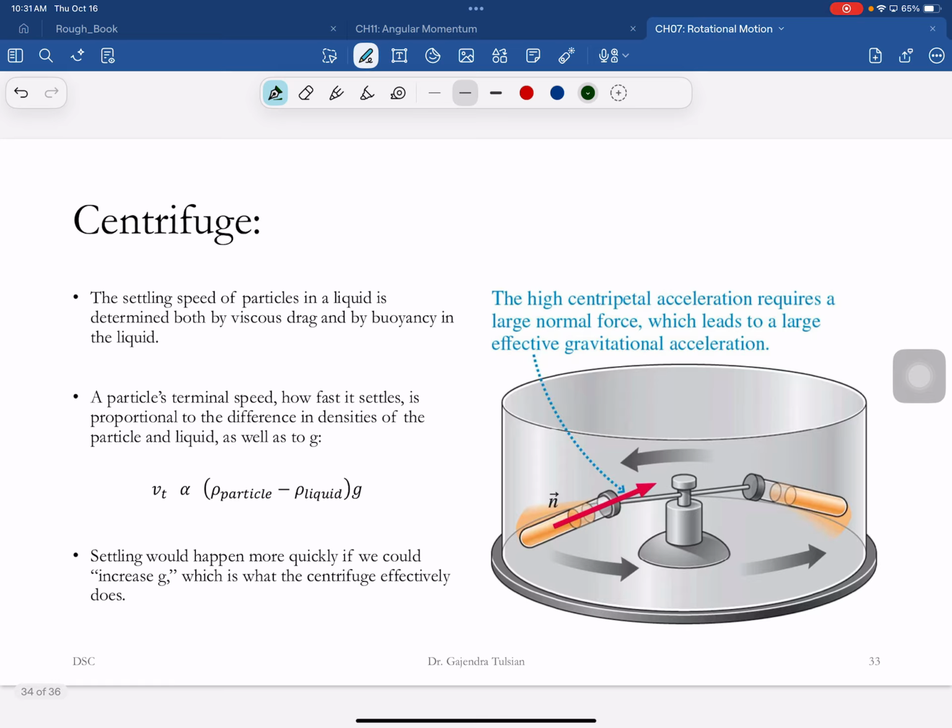So the settling speed, the terminal speed, depends on the particle density minus the liquid density. If your particle's density was equal to the liquid density, you couldn't separate stuff. And it depends on the gravitational force, the acceleration due to gravity. A centrifuge, you can't change the densities. Whatever you're separating is what you're separating. What you're changing is g. If you want to settle it 1,000,000 times faster, you just have to make this 1,000,000 times greater. And that's essentially what you do.